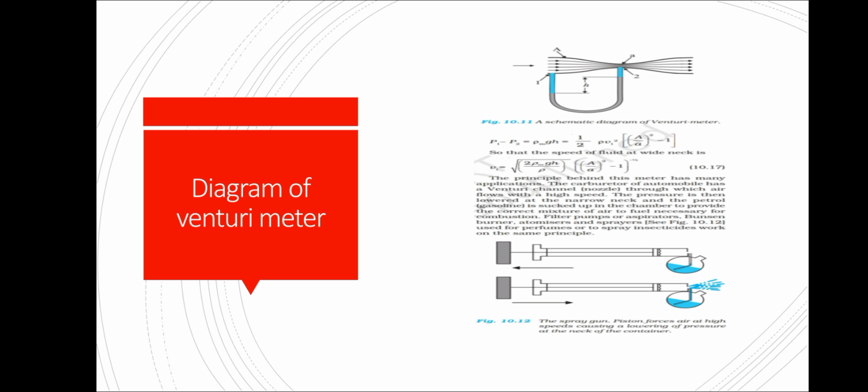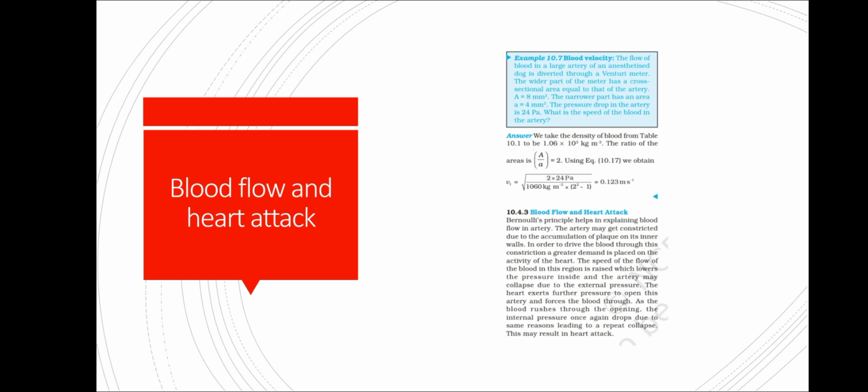We can see another important explanation through this, which is blood flow and heart attack. This is another important point. We can conclude with the help of Bernoulli's principle that whenever in our body the pressure increases, the velocity decreases. If the velocity increases, the pressure decreases, right? So this principle can be used to explain how a heart attack happens in the human body.